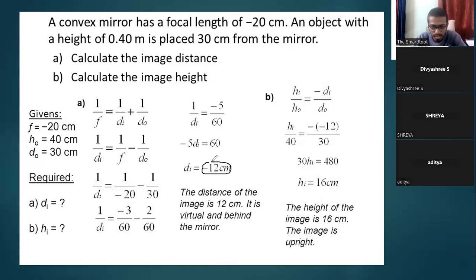We learned about the sign conventions, right? So that is what is going to be important. Since it is behind the mirror, it is virtual and it is negative. The minus sign is denoting that it is behind the mirror. If it is behind the mirror, it is a virtual image.